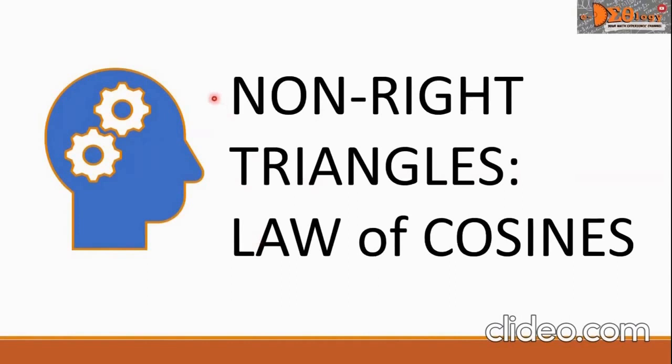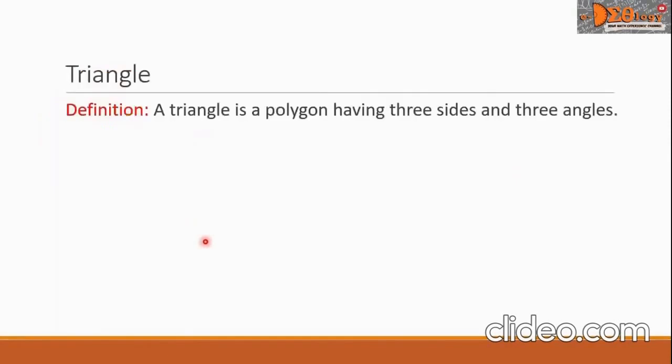Hi everyone. Today we're going to study non-right triangles. Then later we will discuss law of cosines. First, let us define a triangle. A triangle is a polygon having 3 sides and 3 angles.